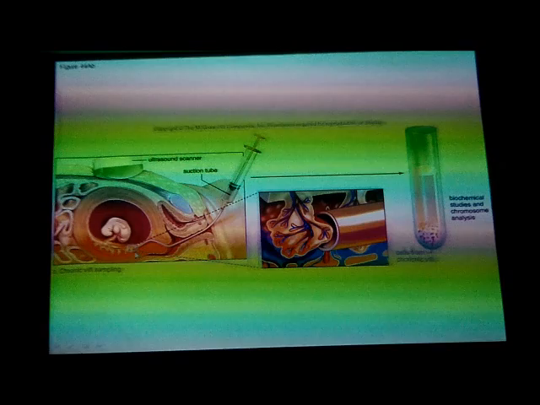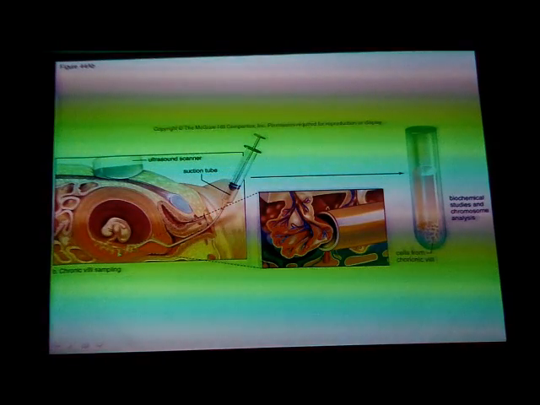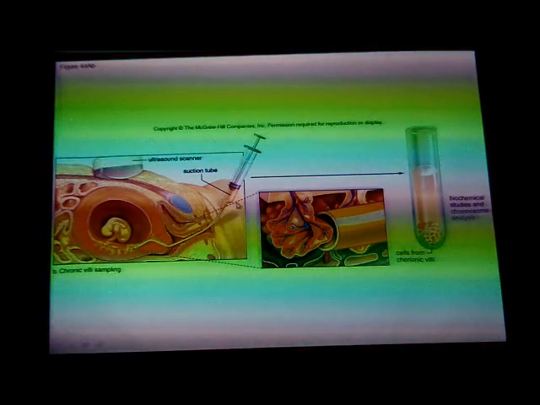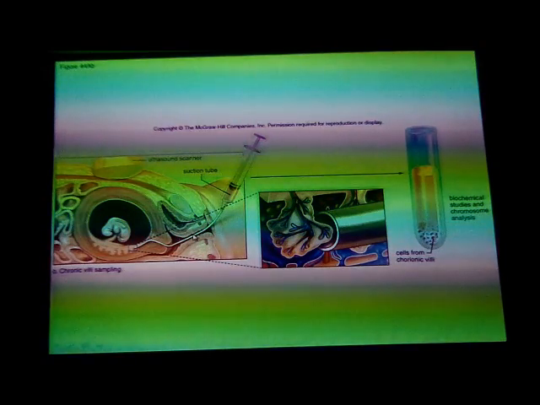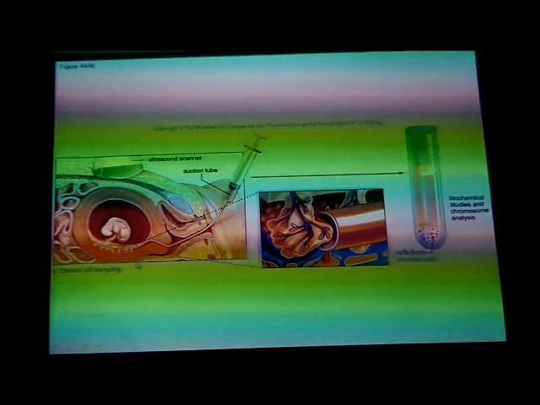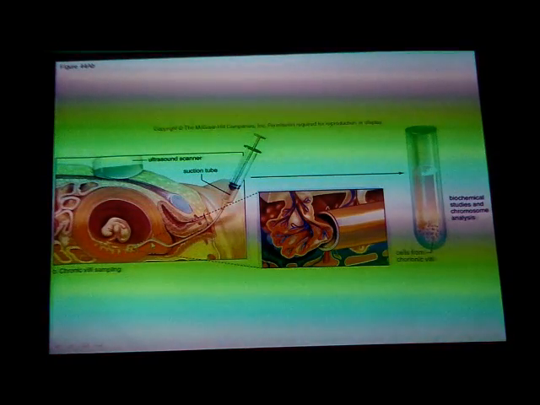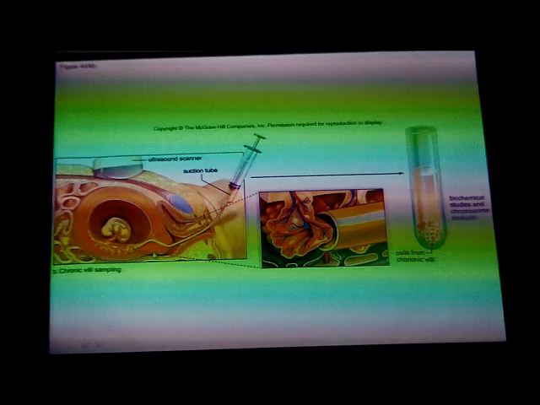There's other ways they can get cells. They can stick a tube in the vagina and into the placenta and get cells from the placenta and look at them. They can do that at even a younger age, and they don't have to shove a needle through your stomach there. Instead, they stick a tube up the vagina. I don't know, maybe that's less comfortable. I wouldn't know.